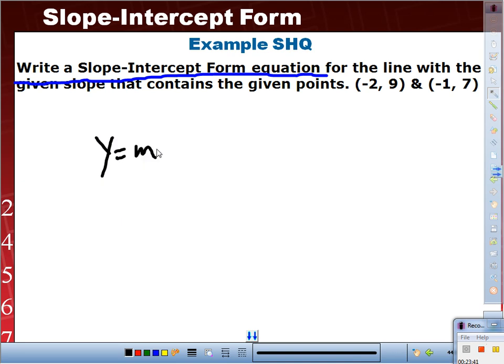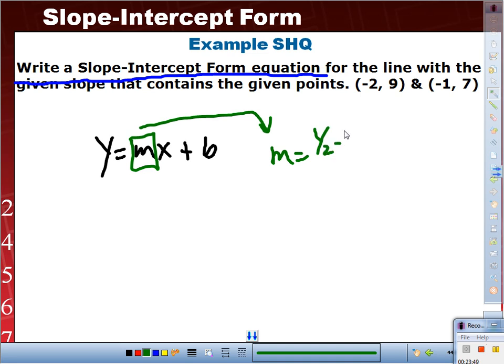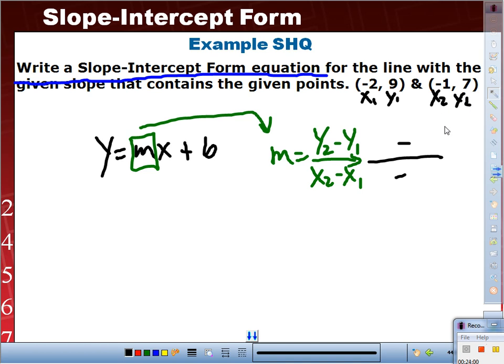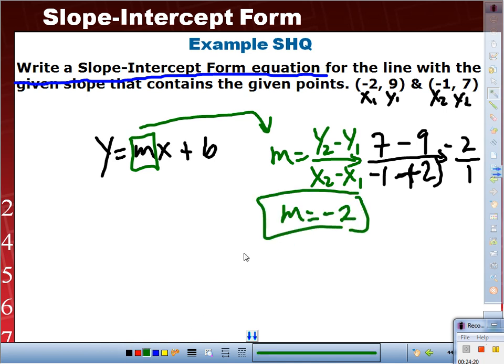Should have already written y equals mx plus b. From there, you went over here and you wrote m equals y sub 2 minus y sub 1 over x sub 2 minus x sub 1. From there, you label this x sub 1, y sub 1, x sub 2, y sub 2. So therefore, you get 7, 9, negative 1, negative 2. Therefore, this is negative 2, and this is positive 1. So my slope is negative 2.